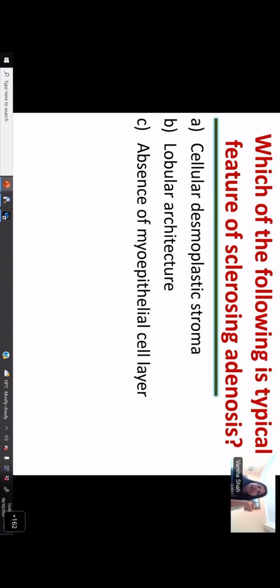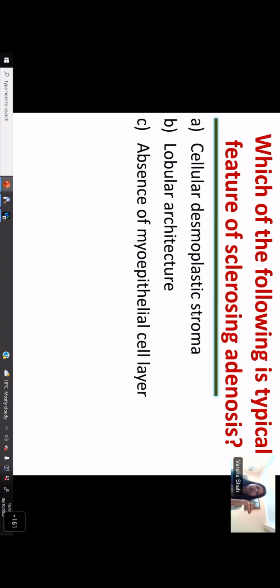Whenever you are looking at any lesion, don't jump to high power. Go to low power first. That is where you are going to observe the architecture. Because in sclerosing adenosis, if you go into high power, you are going to make a mistake because it will mimic invasive lobular carcinoma. If it is a lobulocentric proliferation, then it is likely to be sclerosing adenosis. So that's the answer, lobular architecture.